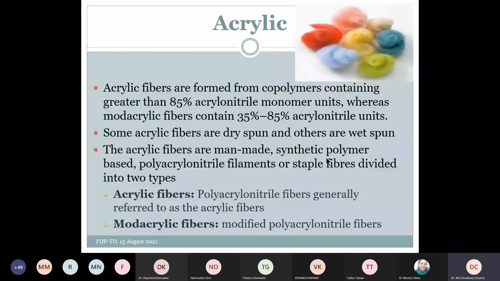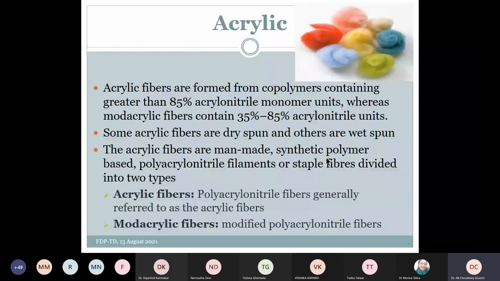Acrylic fibers and modacrylic: modacrylic is the modified polyacrylonitrile fiber, and acrylic fiber is polyacrylonitrile fiber. These are the two varieties of acrylic fiber, and both are very popular in the apparel sector for cloth manufacturing. Here are the chemical, physical, mechanical and engineering properties of acrylic fibers.